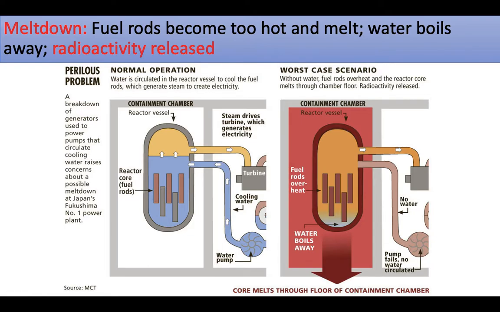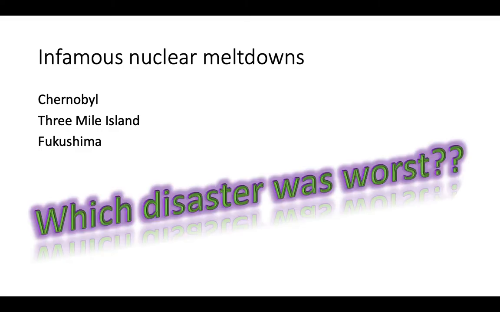Another downside is the meltdown. If the fuel rods become too hot, they can melt down. Inside the reactor vessel, we've got fuel rods and control rods, and they've got a coolant fluid as well that helps to keep things cool and from overheating. If the pump that pumps in that coolant water fails due to a power outage, that coolant will evaporate and the fuel rods will overheat, and it can lead to a meltdown or a massive release of radioactivity. There are three famous nuclear meltdowns: Chernobyl, Three Mile Island, and Fukushima. So let's talk about them and see if we can figure out which one was worse.